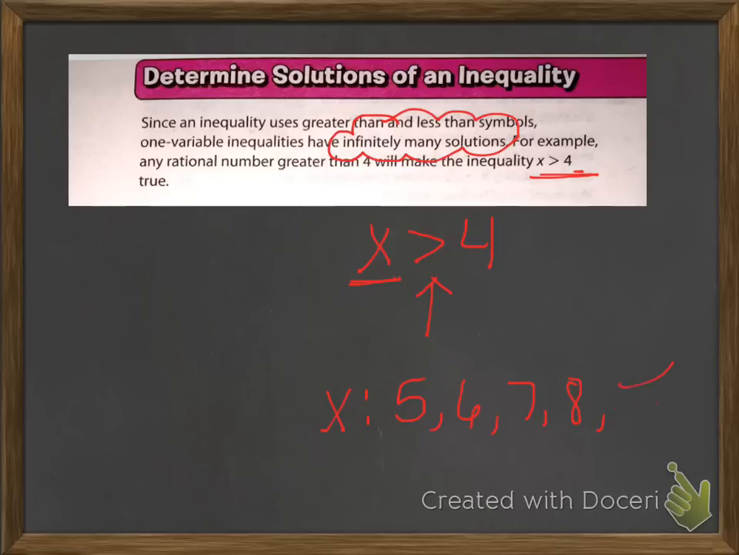meaning all the way up to infinity. It could be an infinite number of solutions. So it's not just 5 is the answer or 7 is the answer, which is why we write it as x is a number that is greater than 4 in this example here.